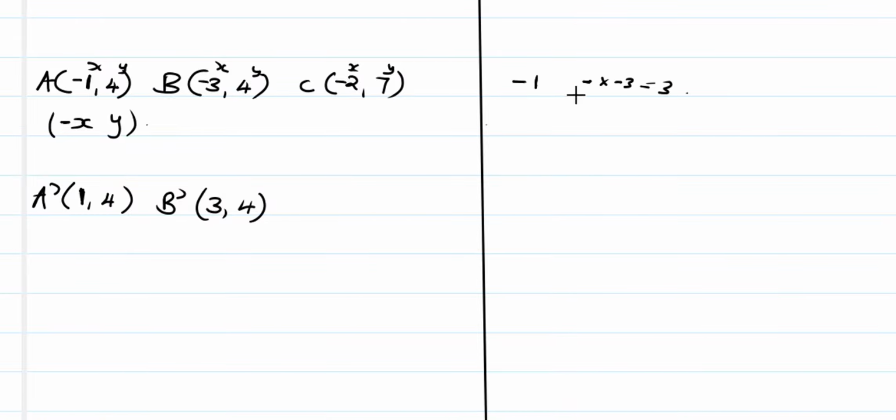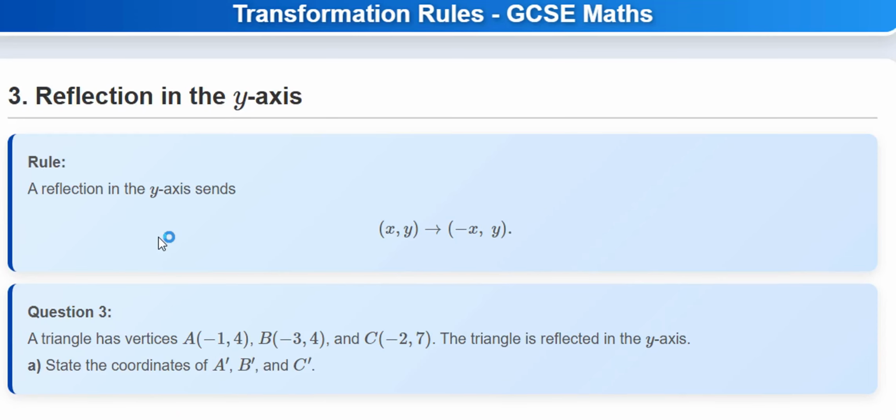And then you go to C, the same, we have negative x, so that negative multiplied by this negative 2, which now will be positive 2, that is for C, and then the y coordinate remains the same. And that is the rule which is about reflection.